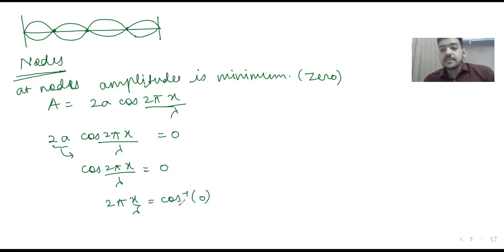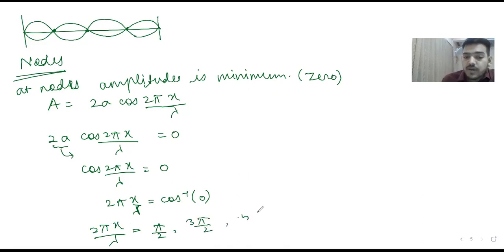So it is at 90 degrees. Yes. So students, that is pi by 2. So we can say that we get 2 pi x upon lambda is equal to pi by 2. Similarly, at which positions will it be 0 again? At 3 pi by 2, again at 5 pi by 2, and so on. So in a similar way, we will get it accordingly.